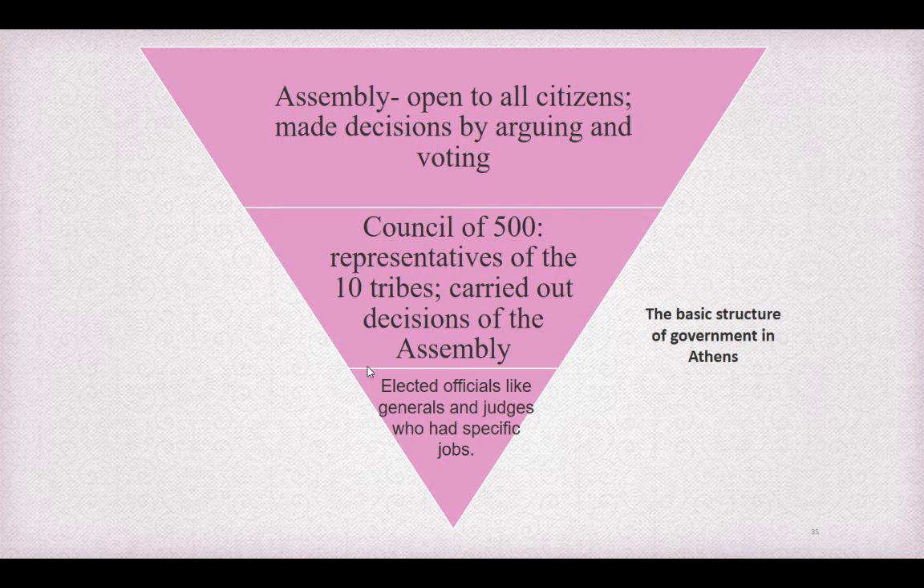Then those decisions would be brought before the Council of 500. These were representatives of the 10 tribes, and they would carry out the decisions of the assembly. And then the final group, which was the smallest group, were elected officials like generals and judges who had very specific jobs. They derived their power from the people as they had to be elected, and they would be the ones that would enforce the decisions of the assembly and the council.